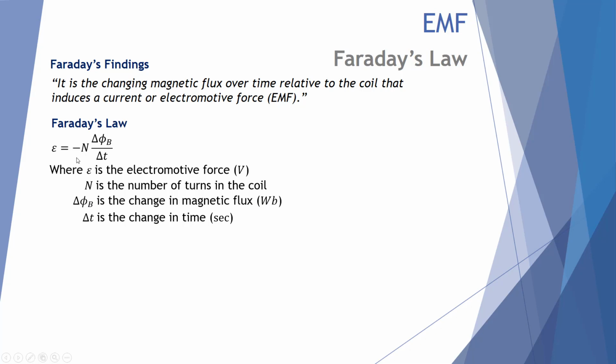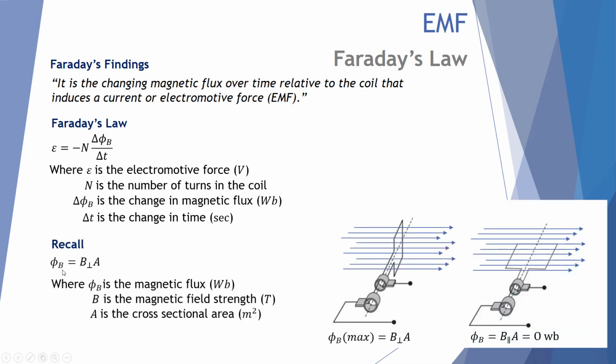We'll use that equation considerably to work out the average EMF within coils and magnetic fields. Also, we have a second equation which we should know from our background knowledge, that magnetic flux is the product of the magnetic field strength times the area. Now this little symbol says it's the magnetic field that is perpendicular to the area. Phi B is the magnetic flux in Weber, B is the magnetic field strength in Tesla, and A is the cross-sectional area in meters squared.